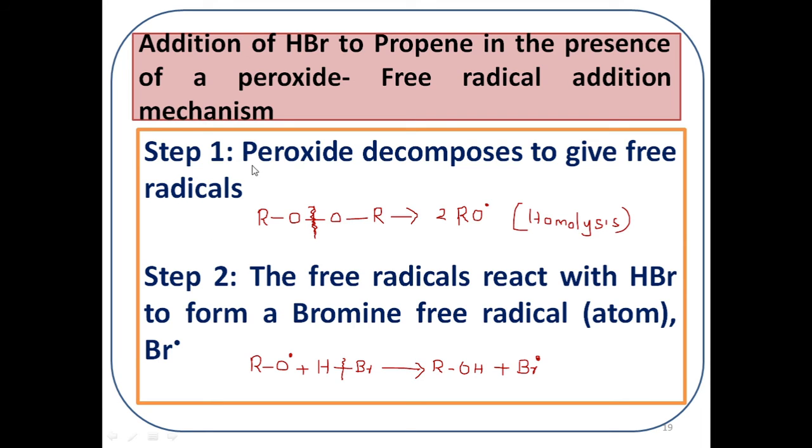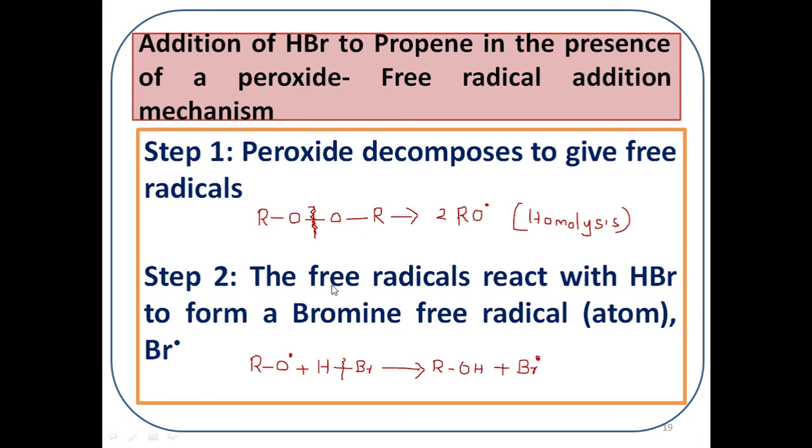Step 1. Here we can see that a peroxide takes part. Peroxide decomposes to give free radicals. This is the peroxide linkage. The oxygen-oxygen linkage is otherwise known as a peroxide linkage. This peroxide linkage is susceptible to homolysis to give free radicals. So this is an alkoxide free radical.